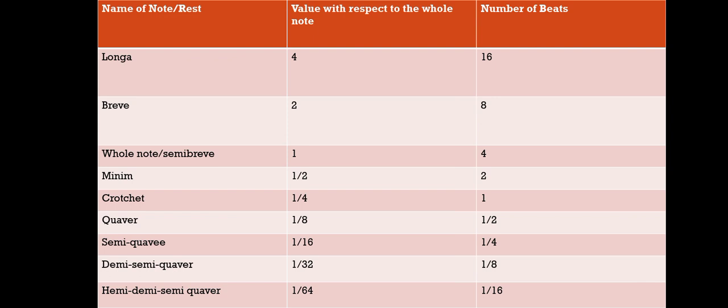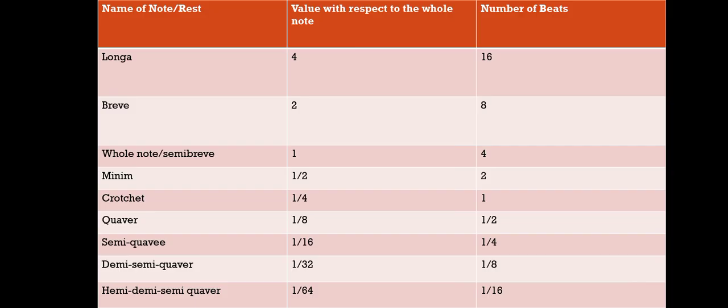A quaver is the 8th note, and it has a half beat if you compare it to the whole note. And the semiquaver is the 16th note, and it will have a quarter beat. Demisemiquaver is the 32nd note, and it has an 8th of a beat. Hemidemisemiquaver, which is the 64th, has a 16th of a beat. I hope you're understanding that. We have the longest note, which we've just looked at.